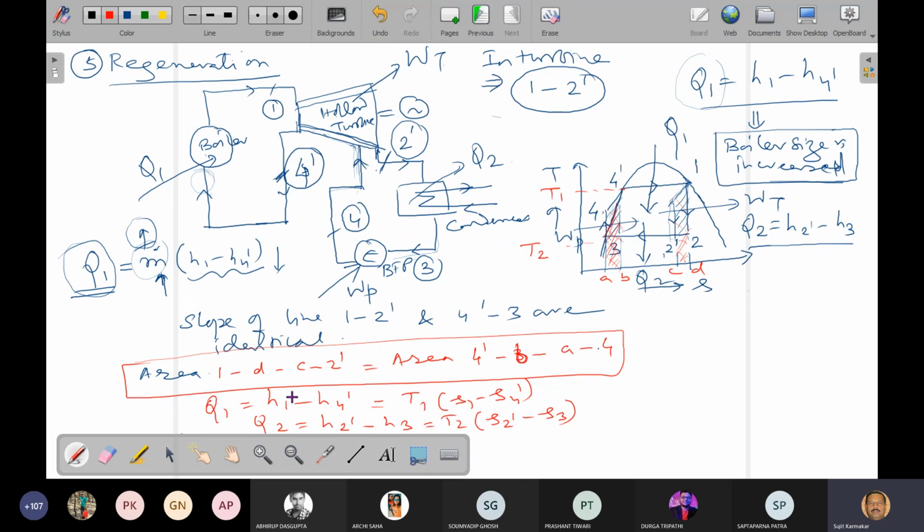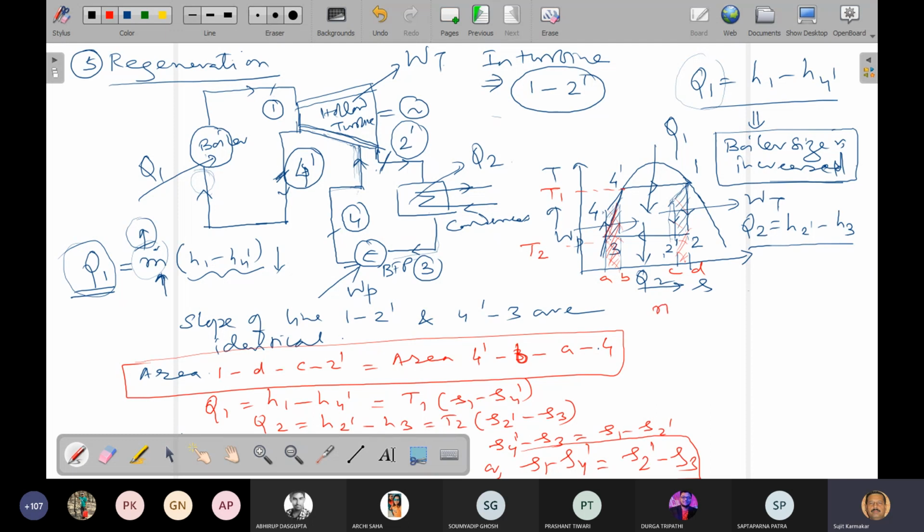Okay. Now as these areas are same, what can we write here? You can write this way also, because you can find S4 dash minus S3 should be equal to S1 minus S2 dash. So in this case we can write S1 minus S4 dash should be equal to S2 dash minus S3. So these correlations we can find.